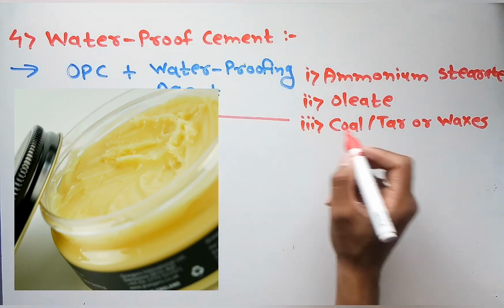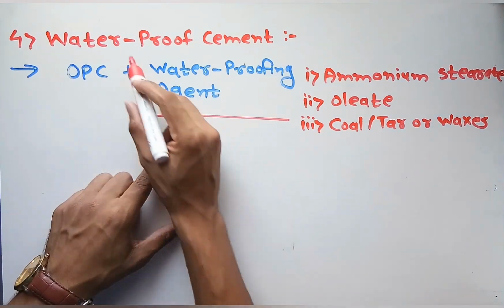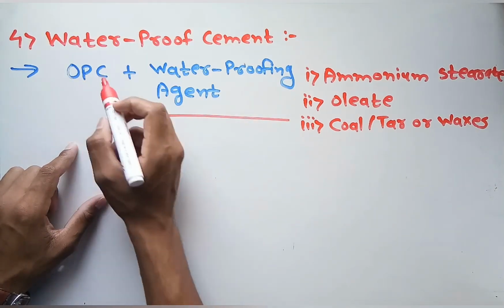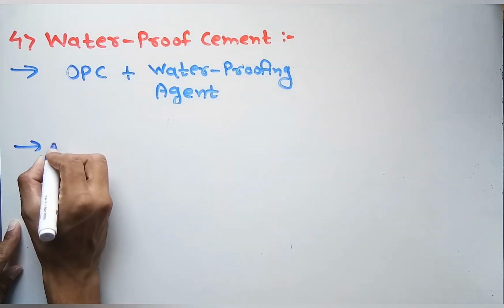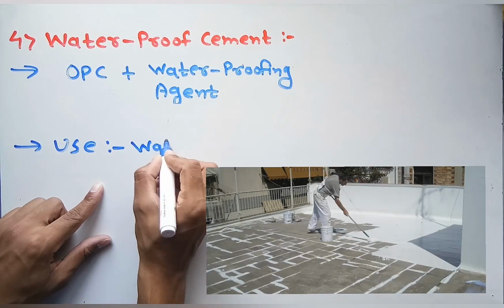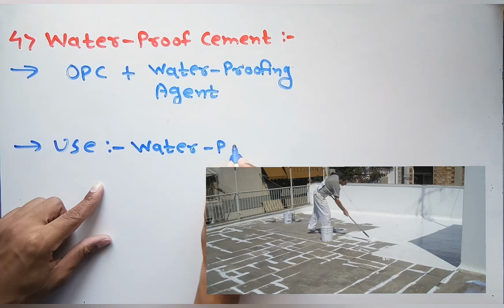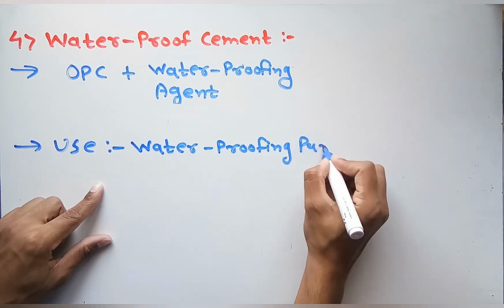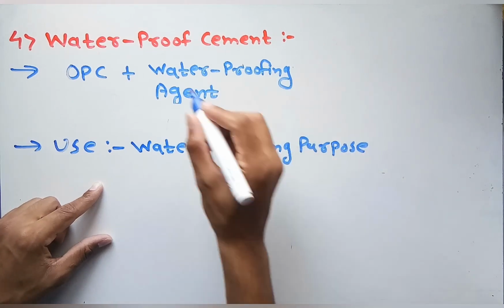So these are the waterproofing agents which are used to manufacture the waterproof cement, and at the time of grinding they are mixed along with the OPC. Then its use, as its name indicates, is for the waterproofing purpose. So this is all about the waterproofing cement.